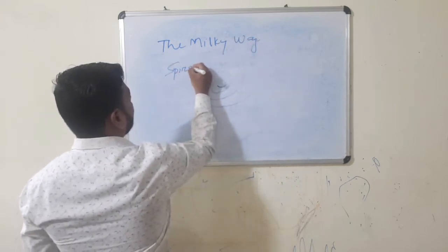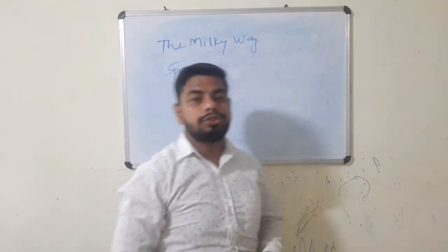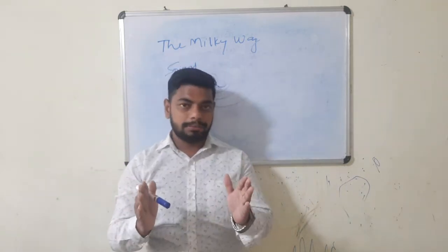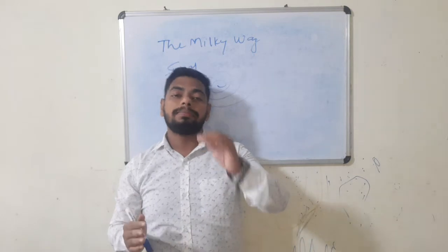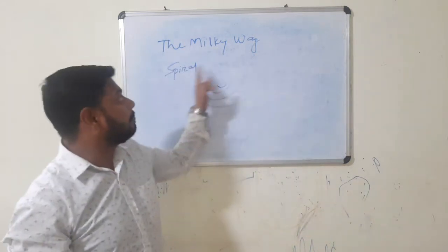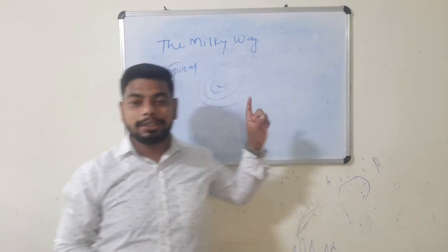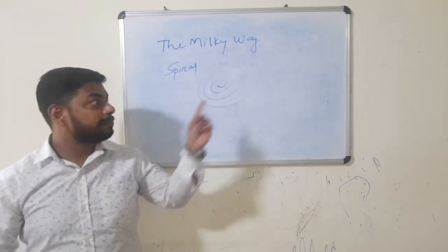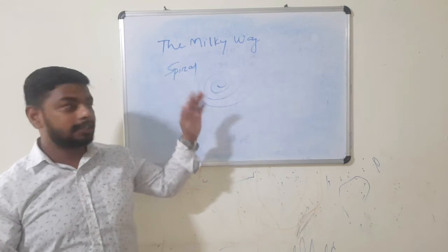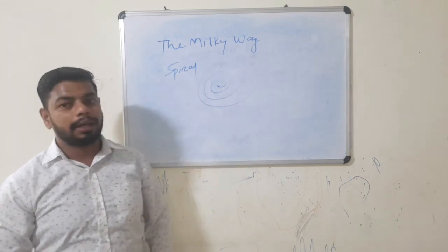Got it? So far what we understood: our solar system is a part of the Milky Way galaxy, and the shape of the Milky Way galaxy is spiral.